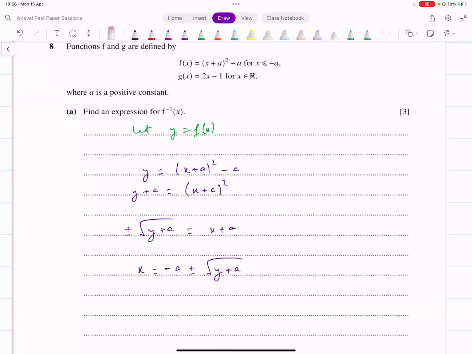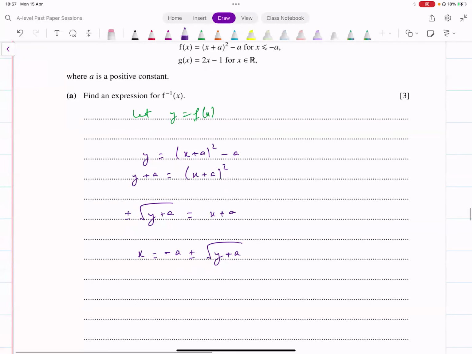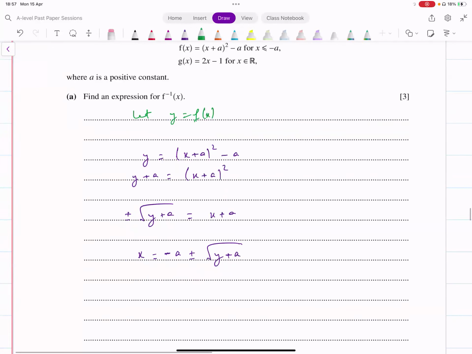So let's check my working again. x plus a whole squared minus a. This had the domain given here. It becomes y plus a. And yeah, so that's what you have, minus a here. Now, what's the domain that's given? The domain is x less than or equal to minus a. That's the domain that is given in the function.